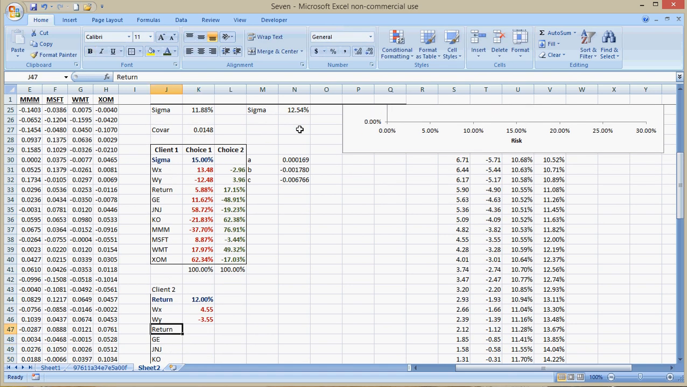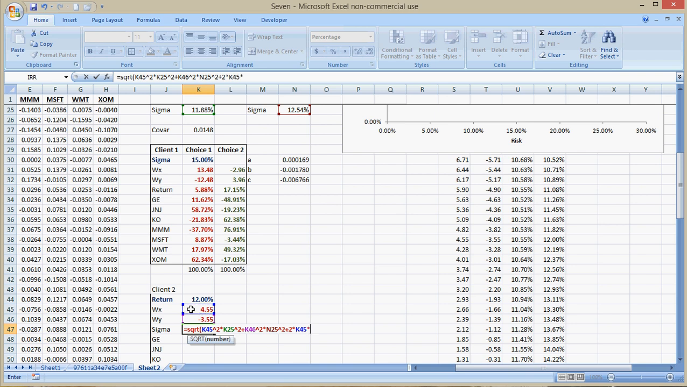So my volatility, or I'm going to call it my sigma, is equal to the square root of the weight of X squared times the volatility of X plus the weight of Y squared times the volatility of Y squared, the variance of Y, plus 2 times the weight of each one times the covariance, and that would be the sigma.